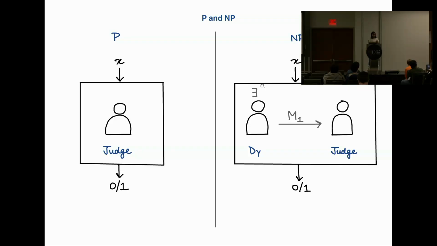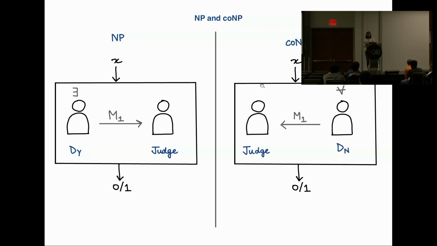On the other hand, if x is a no input, then we want that this debater does not succeed. So we want that no matter what message this debater sends, the judge always outputs no. Now, instead of considering this dy with the motive of convincing this judge to say yes, we could have considered a different debater dn, whose aim is to always try and convince the judge to say no. This gives us a different complexity class called co-NP, and the setup is the following.